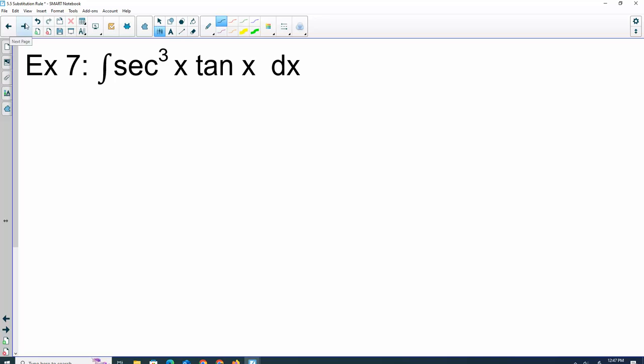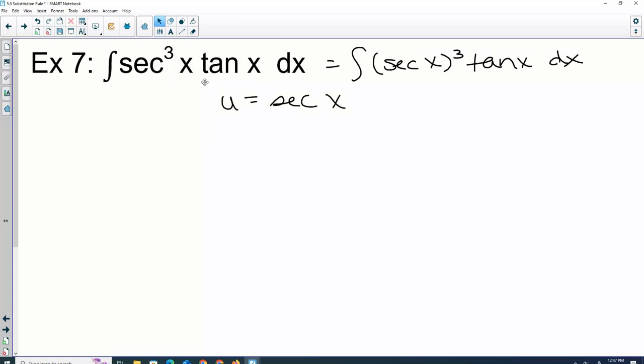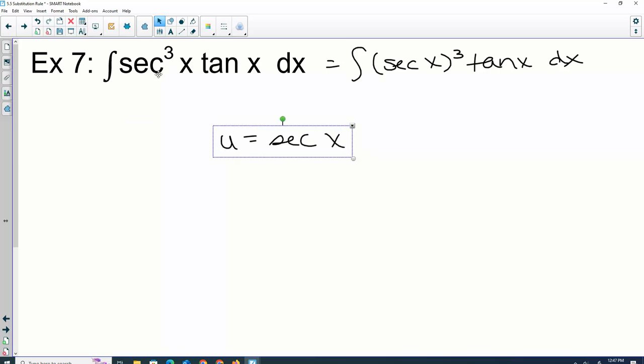You know, a lot of times we take the thing with the power, right? But if I pick my u to just be secant, will that help me? So keep in mind, when you see secant cubed, that means secant of x cubed. Do we take out tangent? Well, what's the derivative of tangent? Secant squared. But I need a secant cubed, so that wouldn't help me. What is the derivative of secant? Secant tangent.